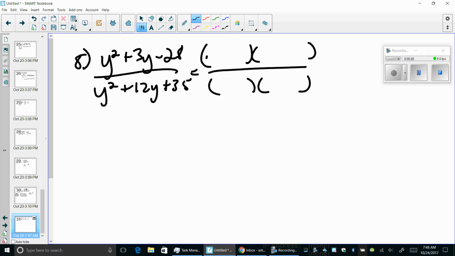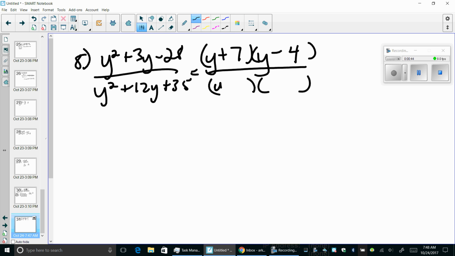The leading coefficient is a 1, which makes it easy. So for y squared, I'm going to put y and y. And then for the last two numbers, I need two numbers that multiply to give me negative 28 and add to give me a positive 3. So that would be a positive 7 and a negative 4. That multiplies to give me negative 28. It adds together to give me a positive 3.